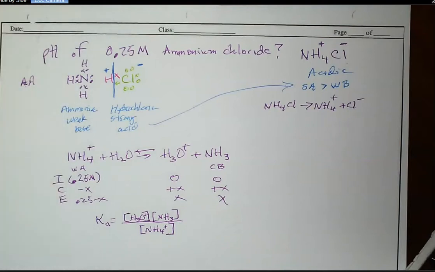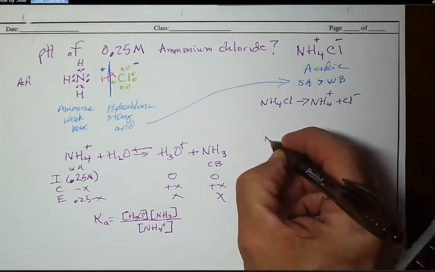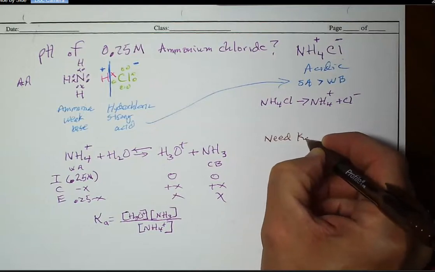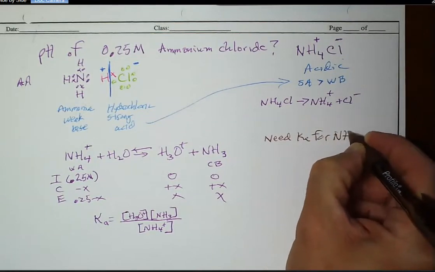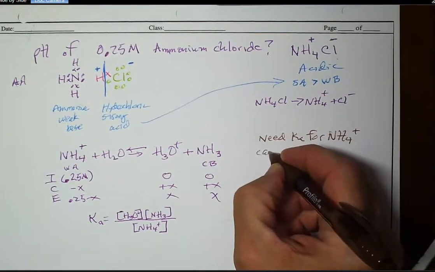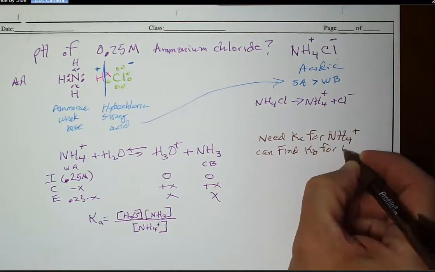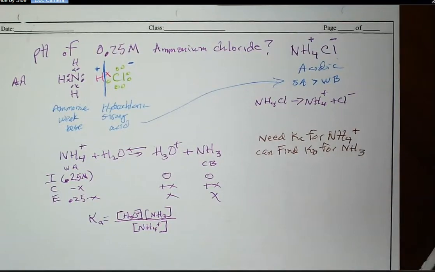We've seen this situation arise before. What you can find is Kb for ammonia. So, let's say this over here. We need Ka for ammonium. We can't find it. But we can find Kb for ammonia. All right. So I don't have my book right here with me to show this to you.